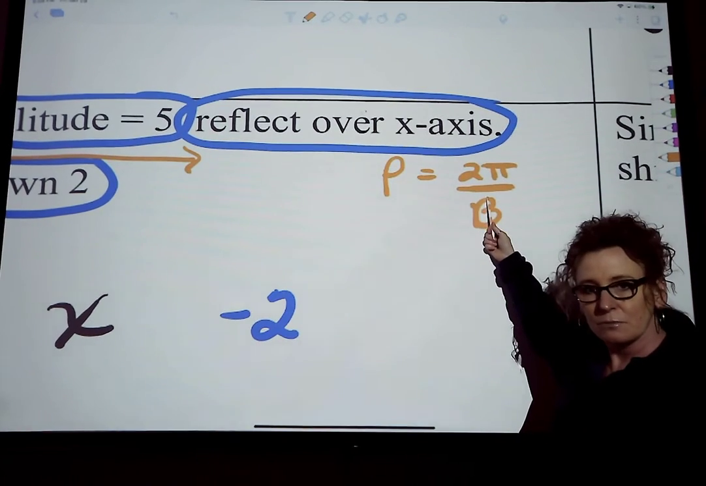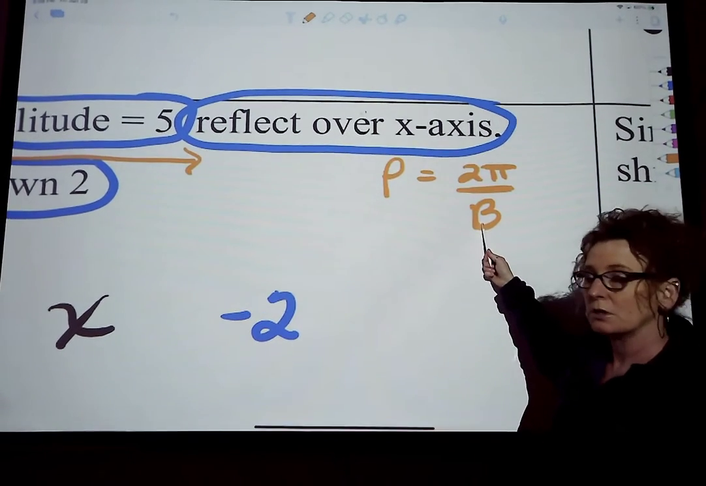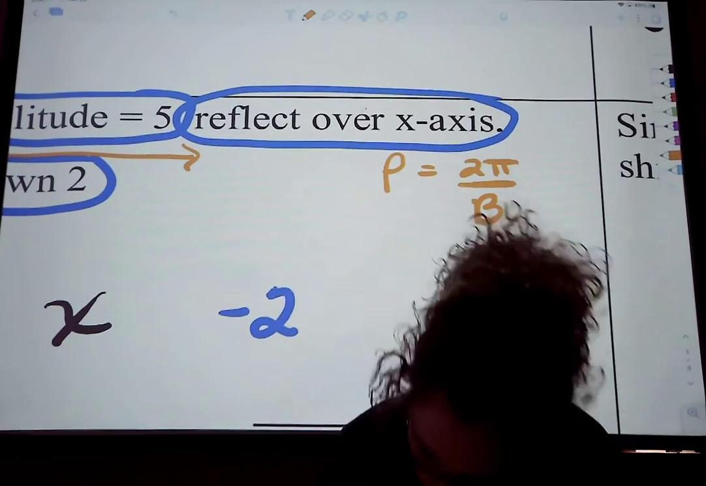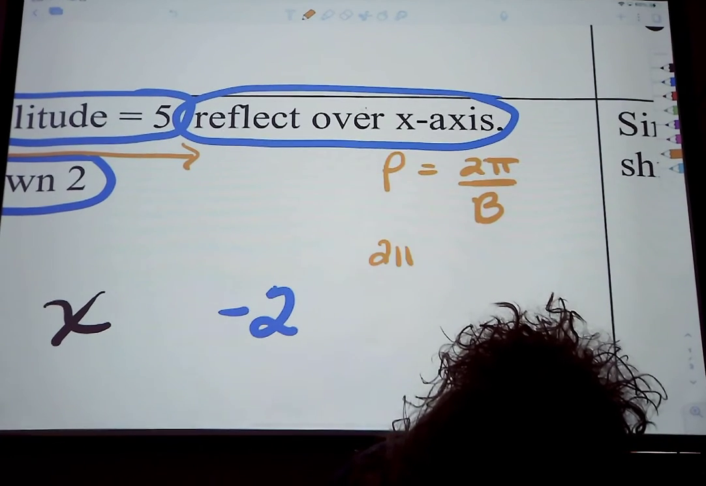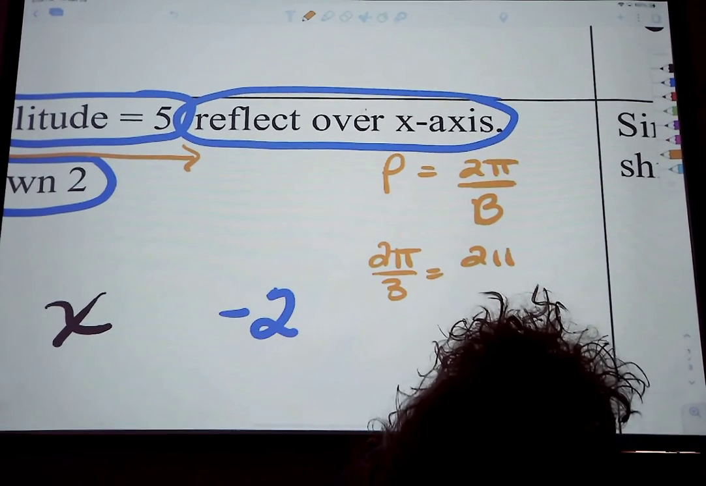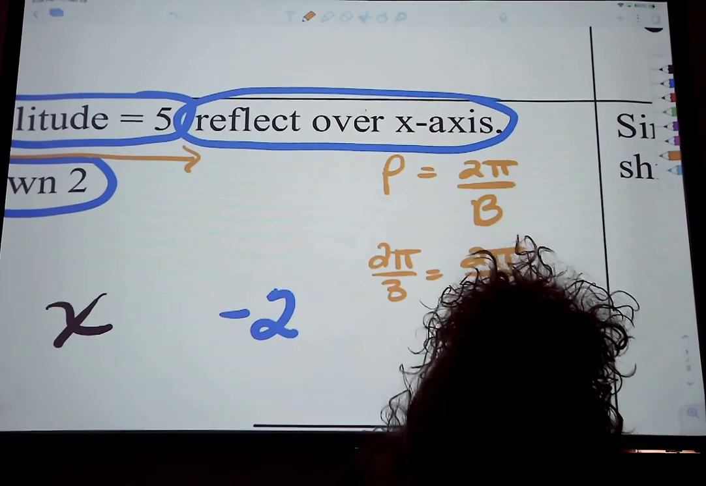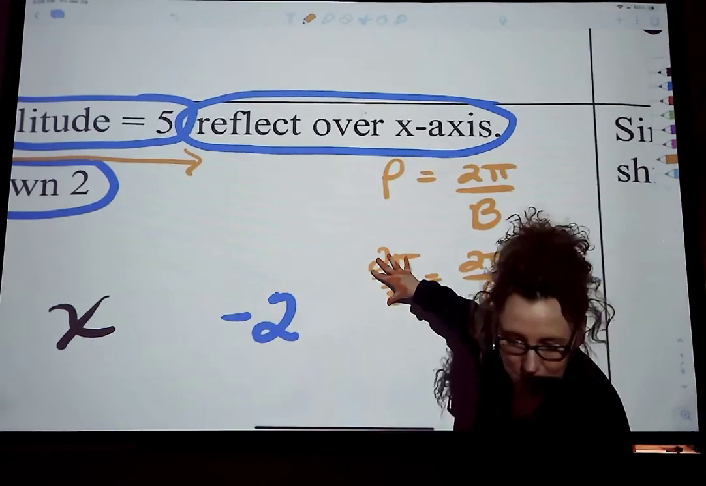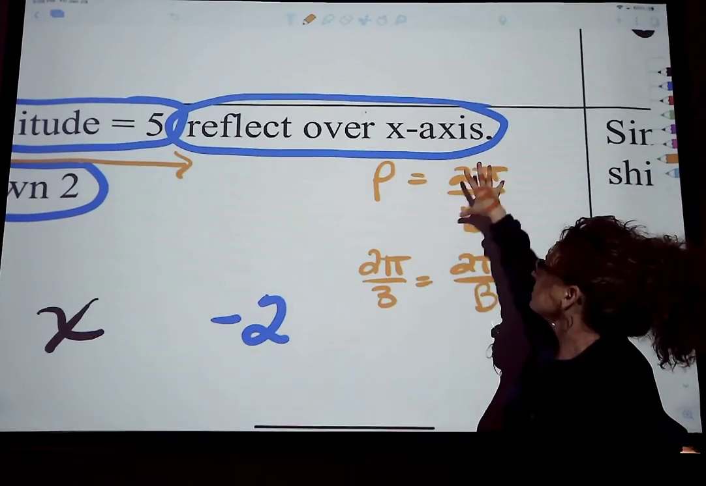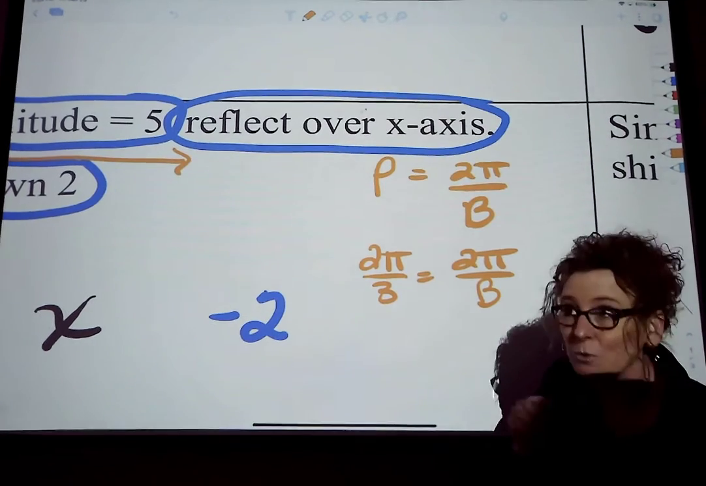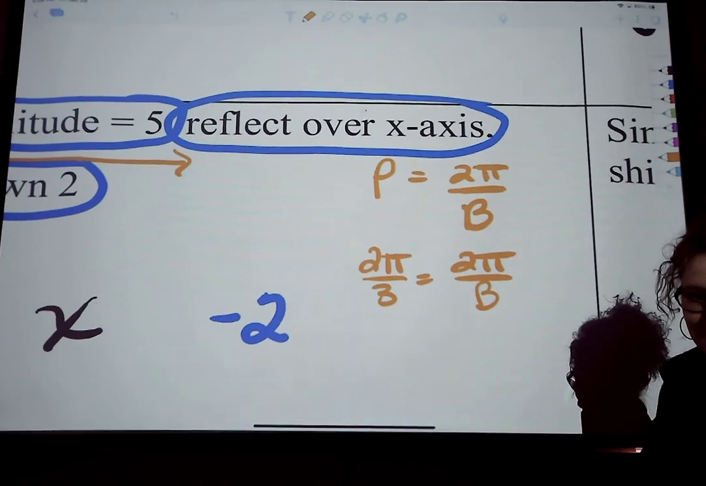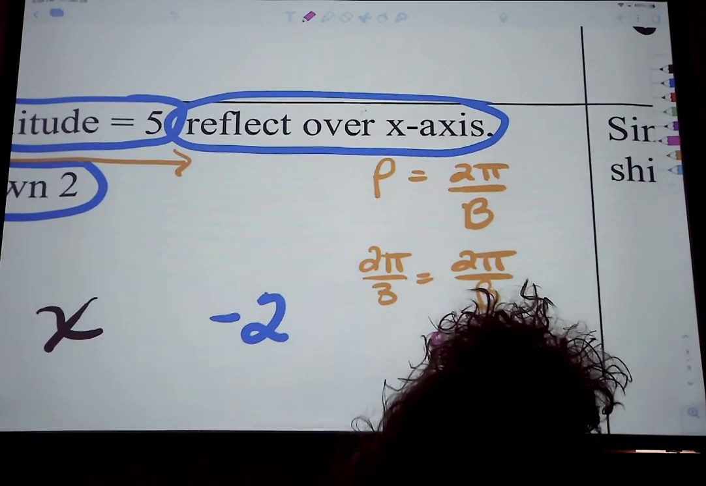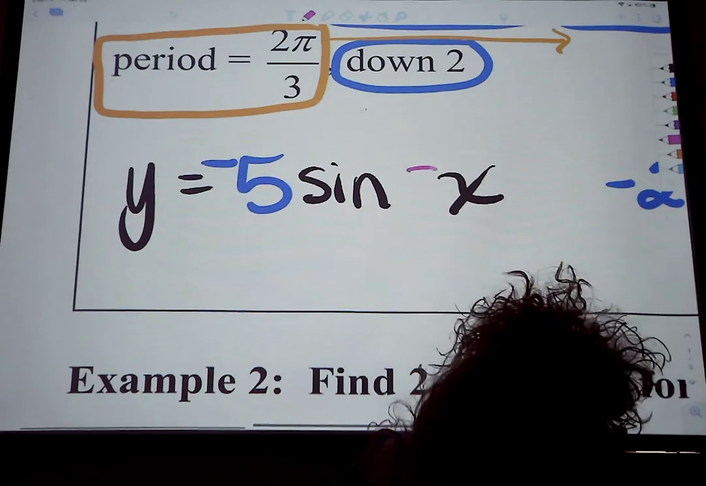Remember the little formula that we use? Do we know B? No, we want to. Do we know P? Yes. P stands for period. It's 2 pi over 3. Replace that. So I got 2 pi over 3 equals 2 pi over B. I subbed in 2 pi over 3. Equals, copied it. Guess what B is? Good job. B's 3. So, you need a 3 there.